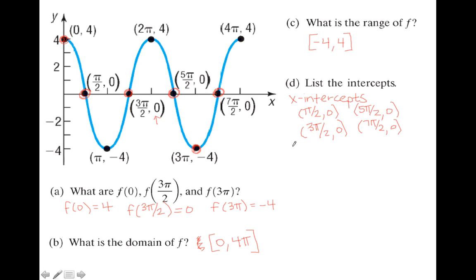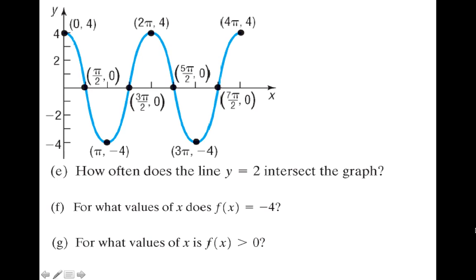Okay, finally the y-intercept. There is only one of these, and that is where the graph crosses the y-axis. That's the point 0, 4. Or another way to look at that is where the x value is 0. Okay, so several things you can learn from a graph. X and y values, domain, range, and then your intercepts, x and y intercepts.